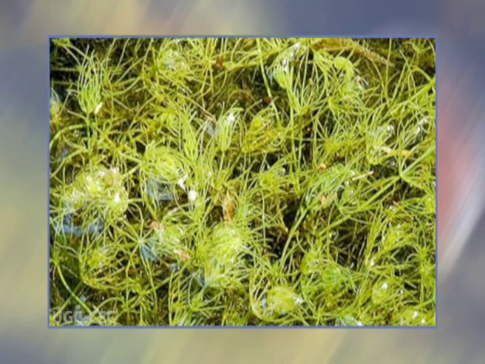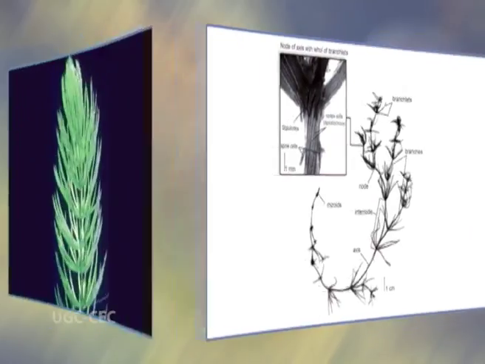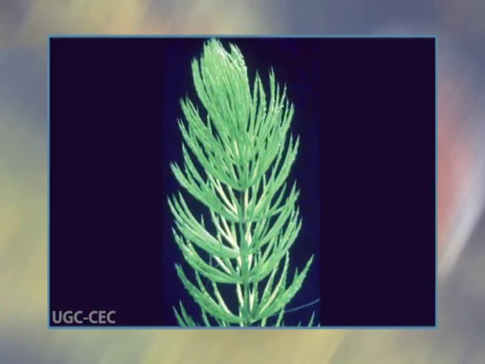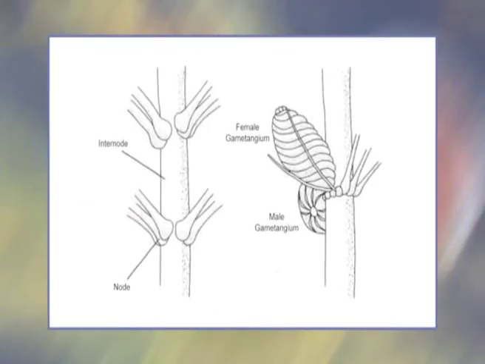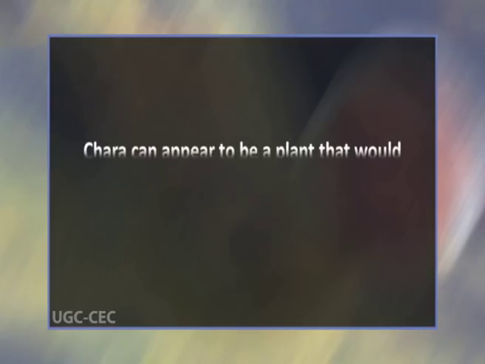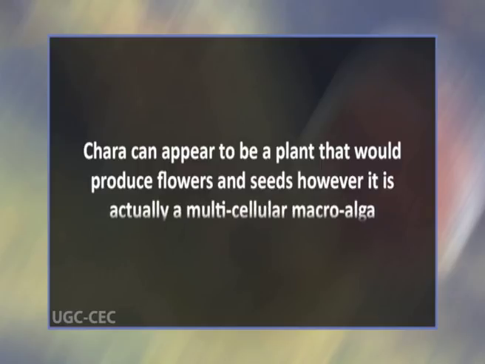Chara is submerged aquatic alga consisting of an erect branched axis attached to the substratum by multicellular rhizoids. The plant grows to a height of about 5 to 13 cm and resembles in appearance a miniature horsetail. The plant body is differentiated into nodes and internodes. From each node, a whorl of short laterals may be limited or unlimited. Chara can appear to be a plant that would produce flowers and seeds, however, it is actually a multicellular macroalga.